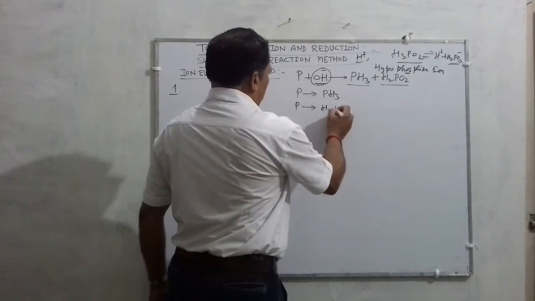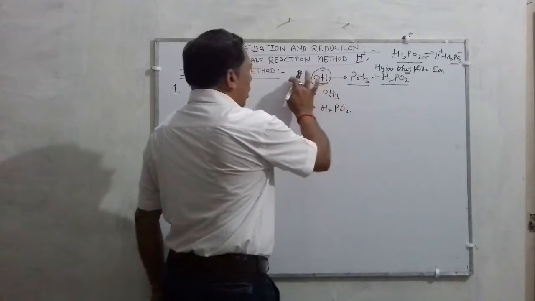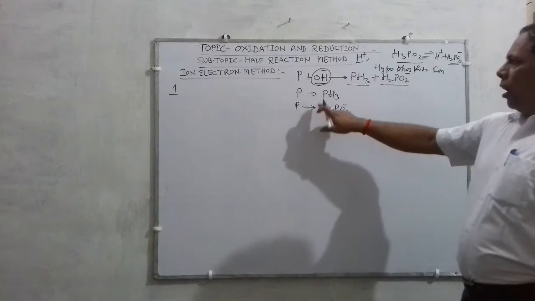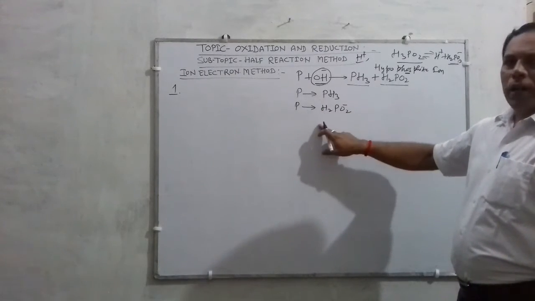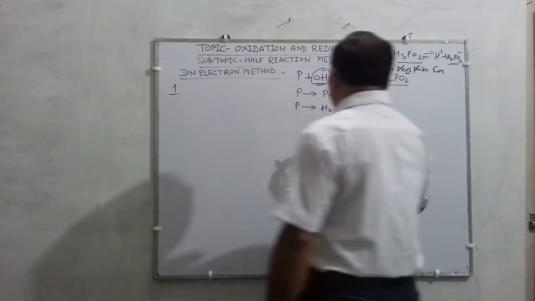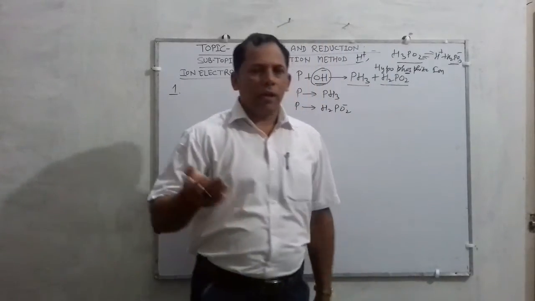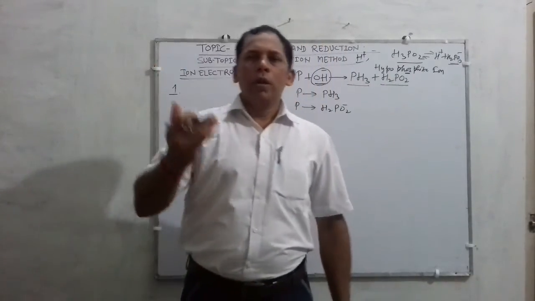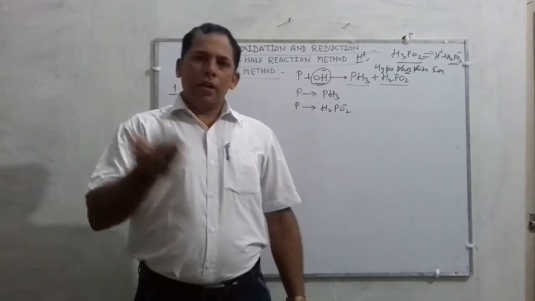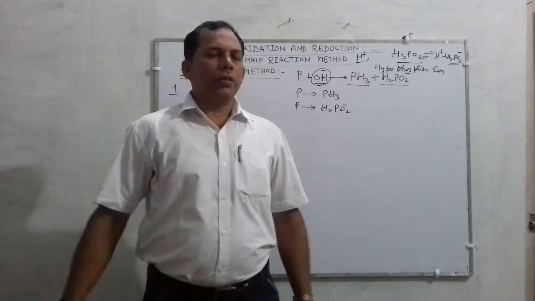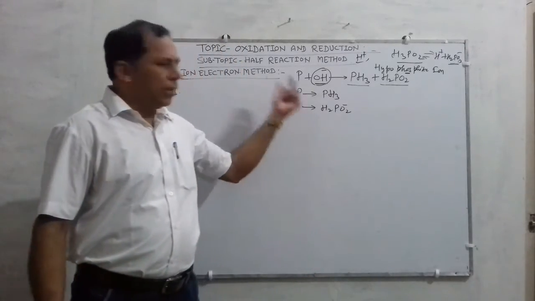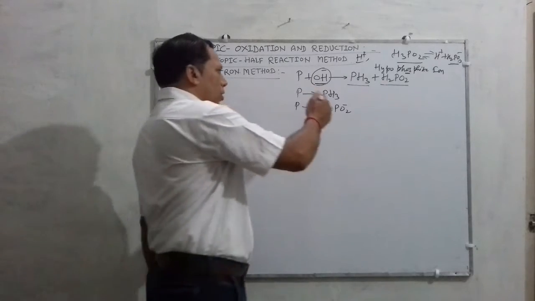So suppose this very reaction, P to H2PO2 minus, gets divided into two parts, in which one is an oxidation reaction and the other is a reduction reaction. On the basis of previous knowledge, I have taught you what oxidation and reduction are according to classical theory and according to electronic theory. On this basis, you can easily identify which is oxidation.